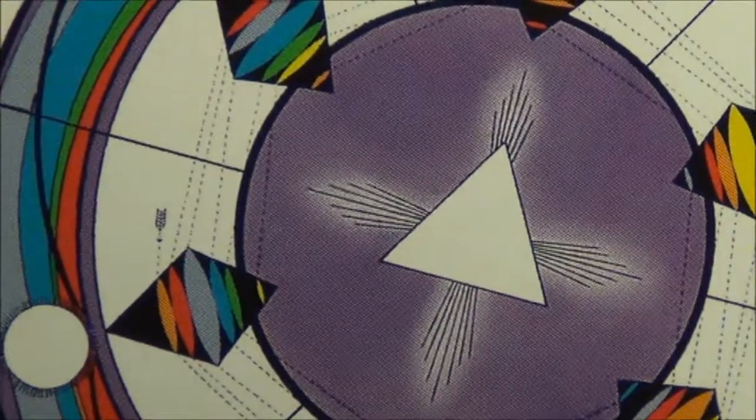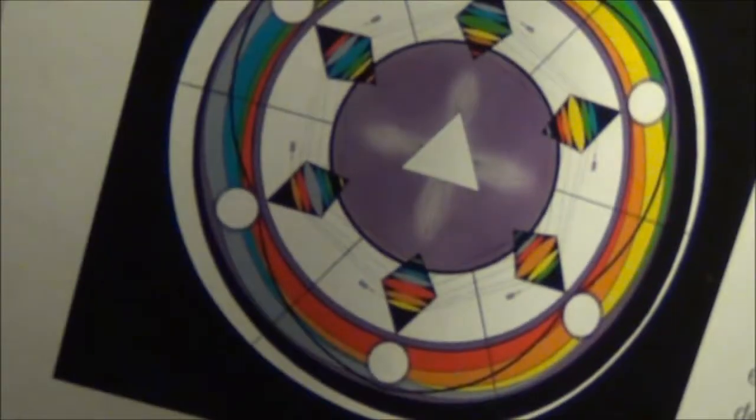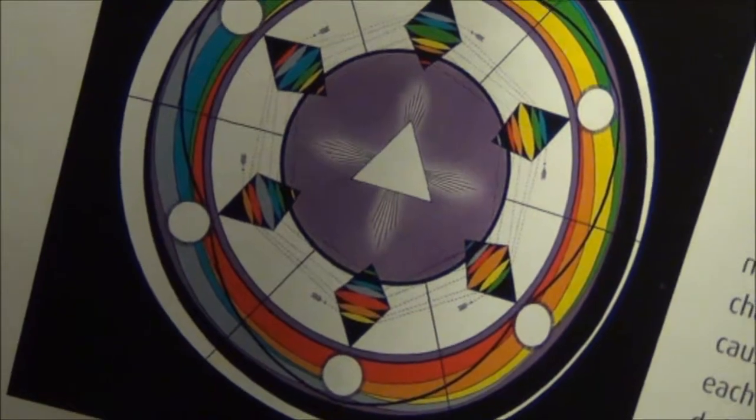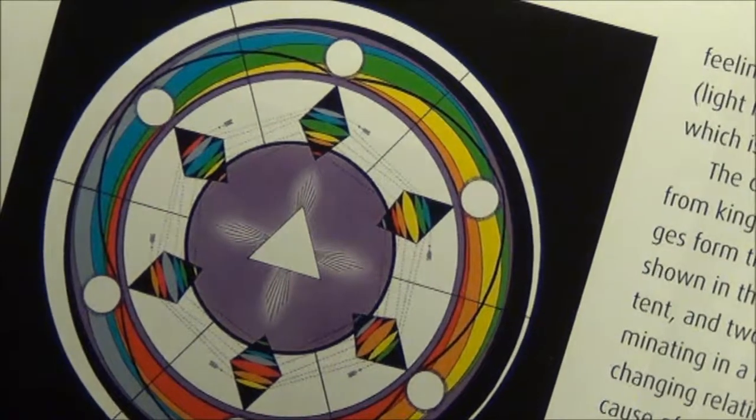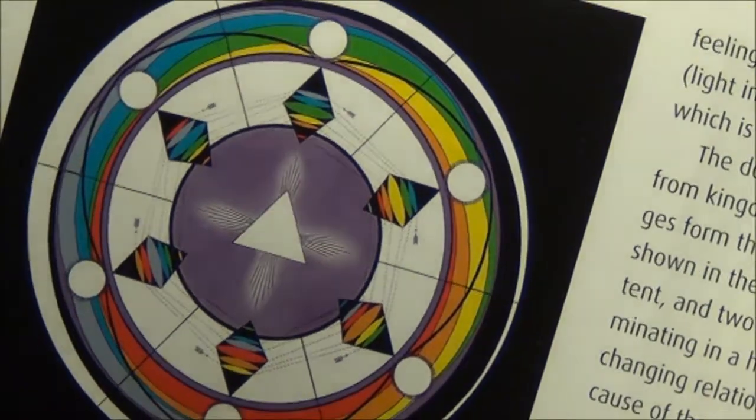The dotted lines show how these basic energies change from kingdom to kingdom. Yeah, it's difficult to see. You have to go to other more professional videos and better instructions. This is just a little appetizer on Martinus cosmic symbols.